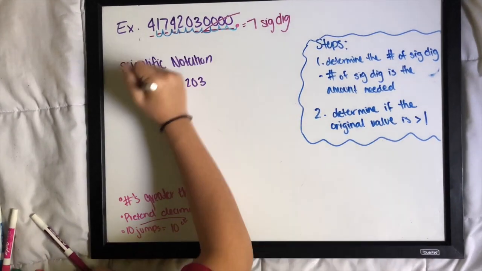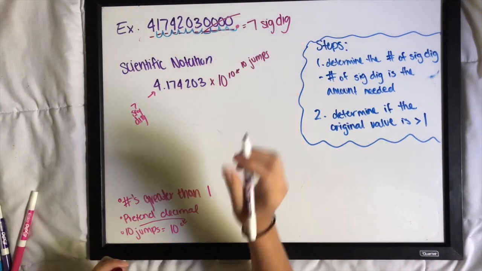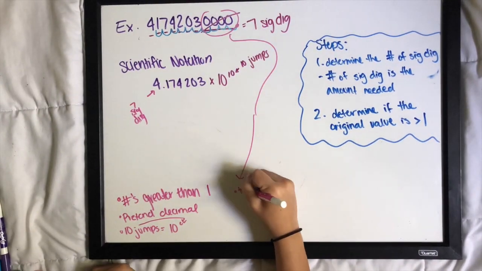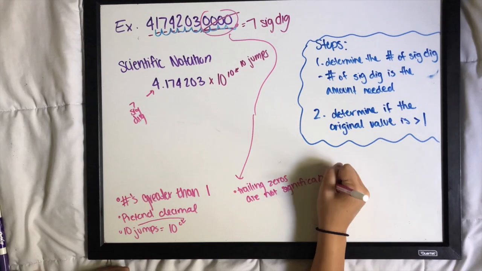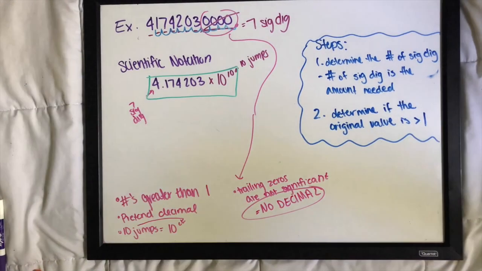So now we're going to write in scientific notation. We have our decimal after the first number, 7 significant digits, and it's times 10 to the power of 10 because we made the 10 jumps. The trailing zeros are not significant because there is no decimal.